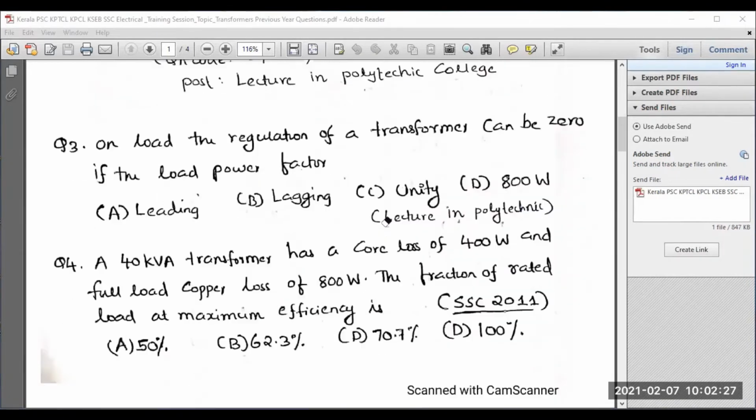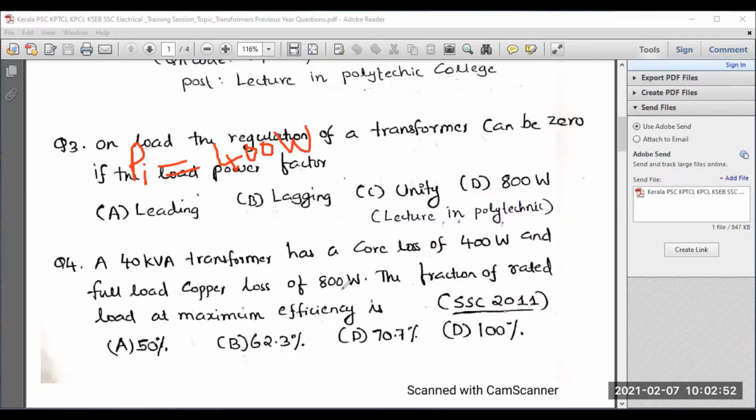Okay. Let me discuss question number 4. A 40 kVA transformer has a core loss of 400 watts. Let me note down at the beginning itself. So you can note down the core loss. Let me call it core loss or iron loss, both are the same. Let me call it PI. PI means core loss, 400 watts. Iron loss and core loss both are synonyms.